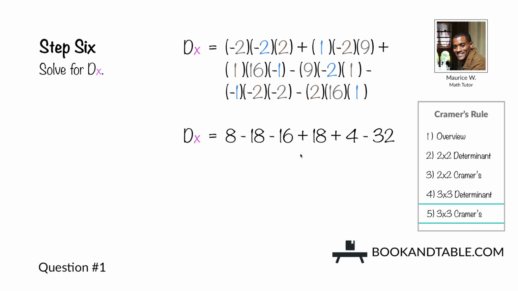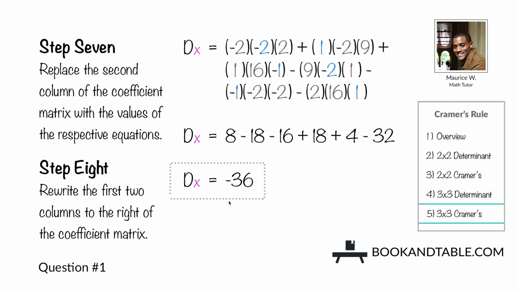So we see dx is equal to 8 minus 18, which is negative 10. Negative 10 minus 16 is negative 26. Negative 26 plus 18 is negative 8. Negative 8 plus 4 is negative 4. And negative 4 minus 32 is negative 36. So we find that dx is equal to negative 36. And now we can put this to the side so that we can try to find dy.